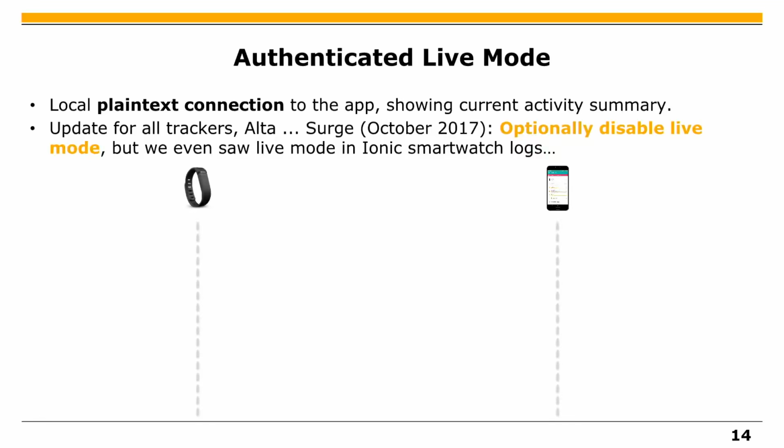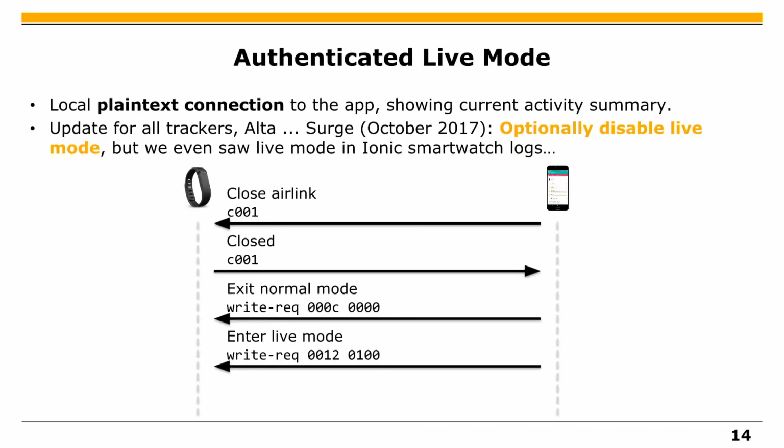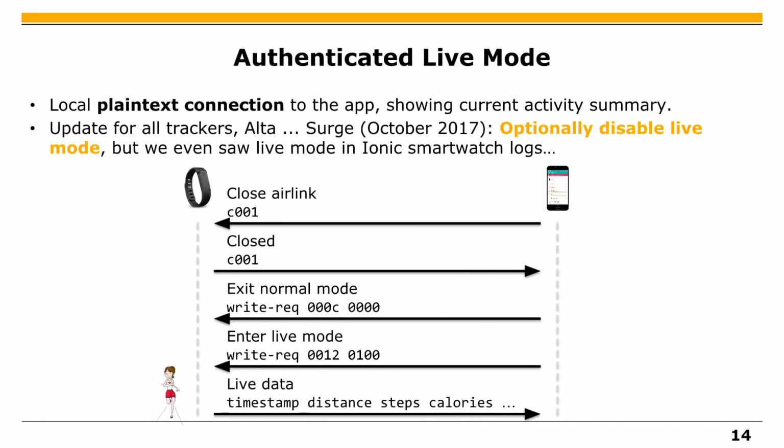So what they do instead is this live mode that is plain text and just has authentication before, and then you close the standard session, open a new session, and then you see this live data. So this contains a timestamp, the distance traveled, the steps, calories, and also the heart rate. The timestamp is a Unix timestamp in seconds, so it's just the data in this specific second. You don't get statistics that were collected by the smartwatch or a tracker or something.